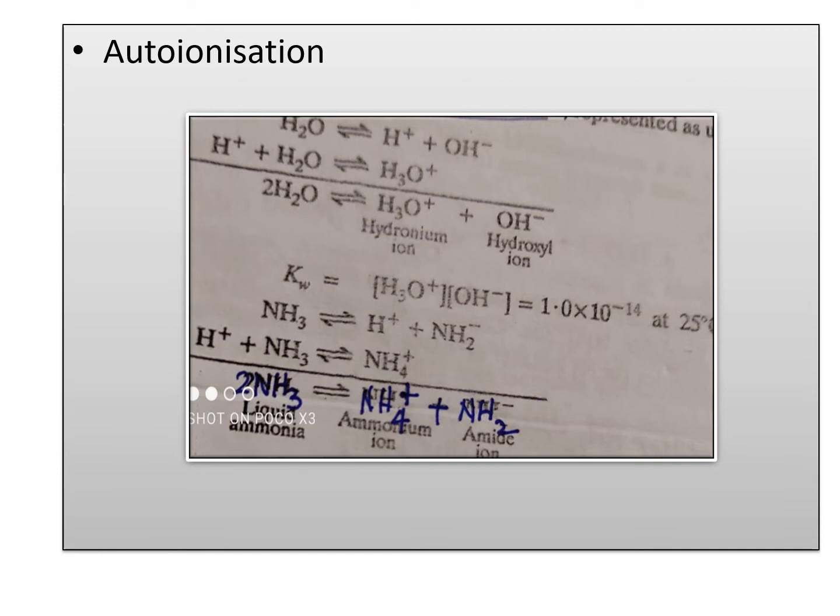Kw is equal to the concentration of H3O+ times the concentration of OH-. The value of this is 1 into 10 raised to minus 14 at 25 degrees centigrade. NH3 dissociates as H+ plus NH2-. H+ combines with another ammonia molecule to form ammonium ion, that is NH4+. Two NH3 molecules dissociate forming NH4+ plus NH2-. That is, it forms ammonium ion and amide ion.